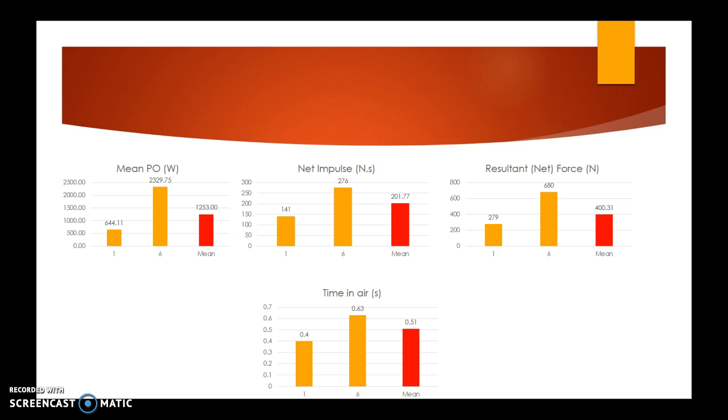The time in the air for athlete 1 is 0.4, whereas number 6 is 0.63. The mean is 0.51, therefore Jack is below this again. It shows that these factors play a role in increasing the amount of time in the air, as 0.20 is a big difference between the two athletes within the air.